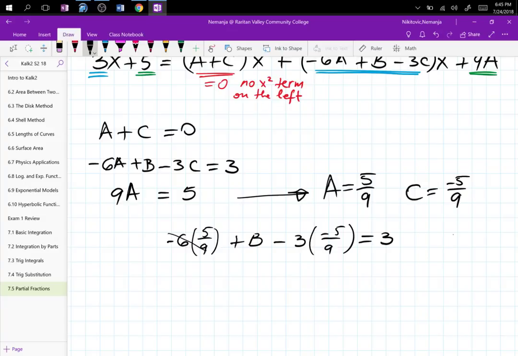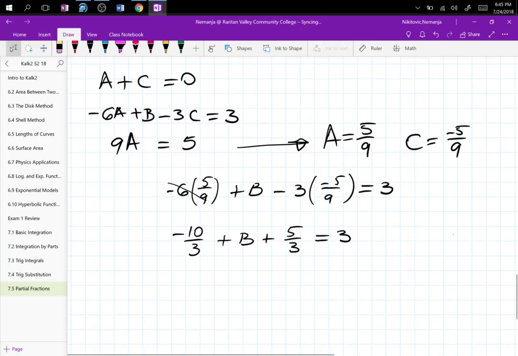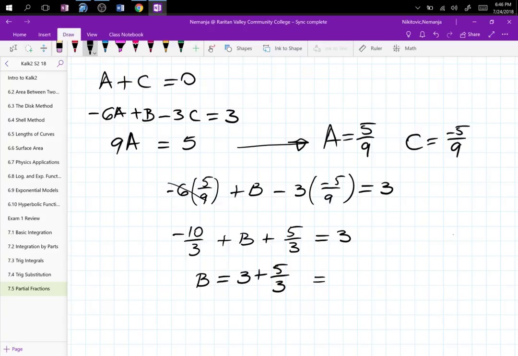These guys cancel, so that's negative 10 thirds plus b plus 5 thirds equals 3. And then this is already a single b, so b is equal to 3 plus 5 thirds, because 5 minus 10 is negative 5, and then goes to the other side as positive 5 thirds. So this is equal to 4 and 2 thirds, which is 14 thirds. And there they are.